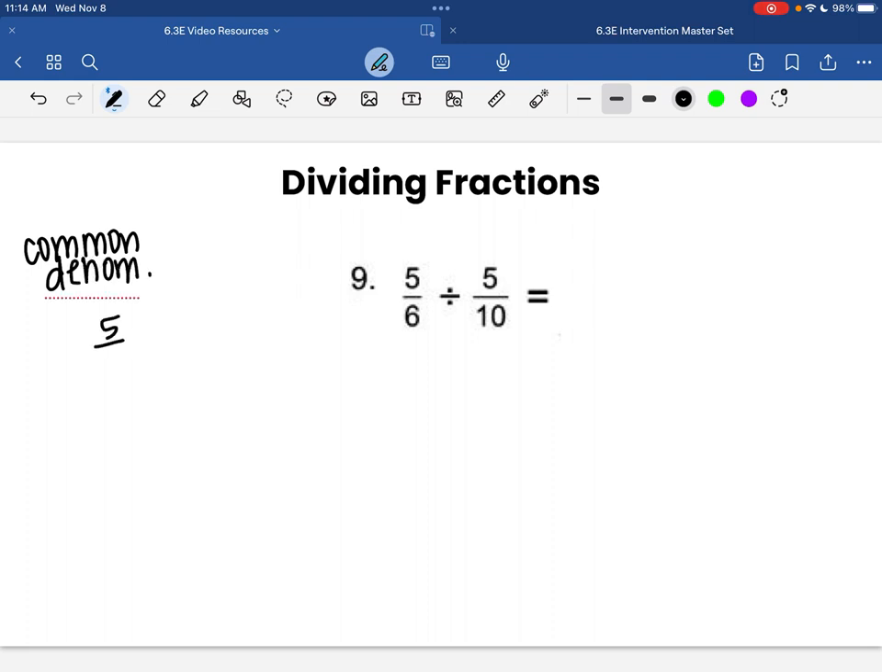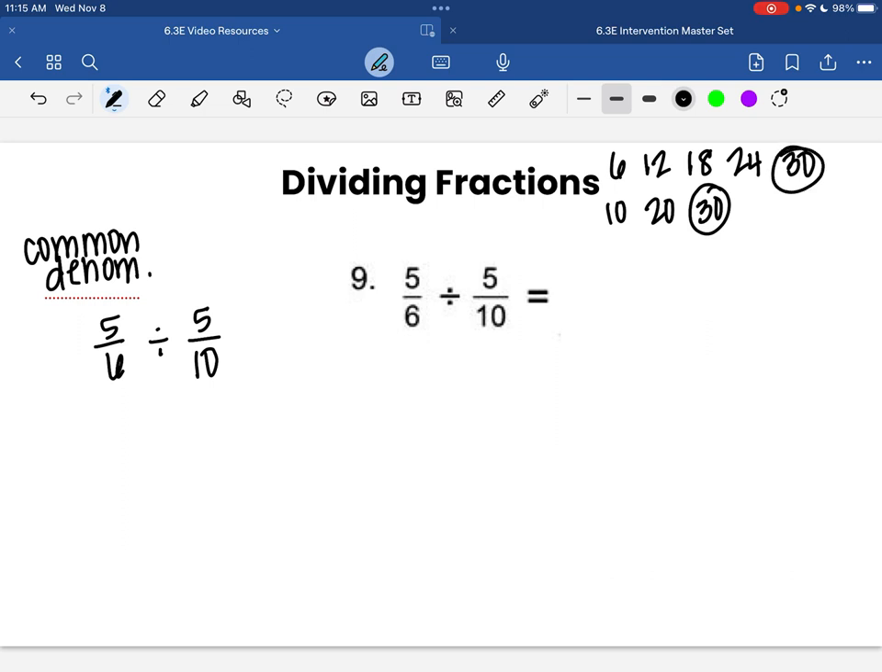So I have 5/6 divided by 5/10. I see that 6 and 10 are not the same denominator. And so I'm just going to list out multiples of each number. So I have 6, 12, 18, 24, and 30, which I'm going to stop at because I know 30 is a multiple of 10 as well. So 30 will be my least common multiple. So I'm going to rewrite these fractions using a denominator of 30.